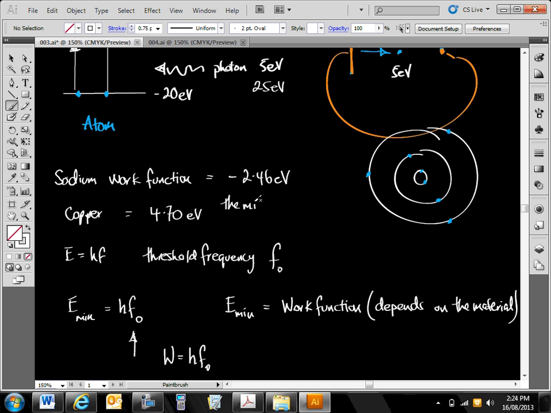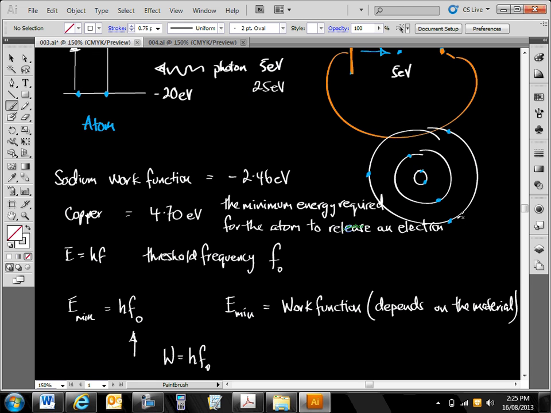Yeah, the minimum. That's right. Energy required for the atom to release an electron.